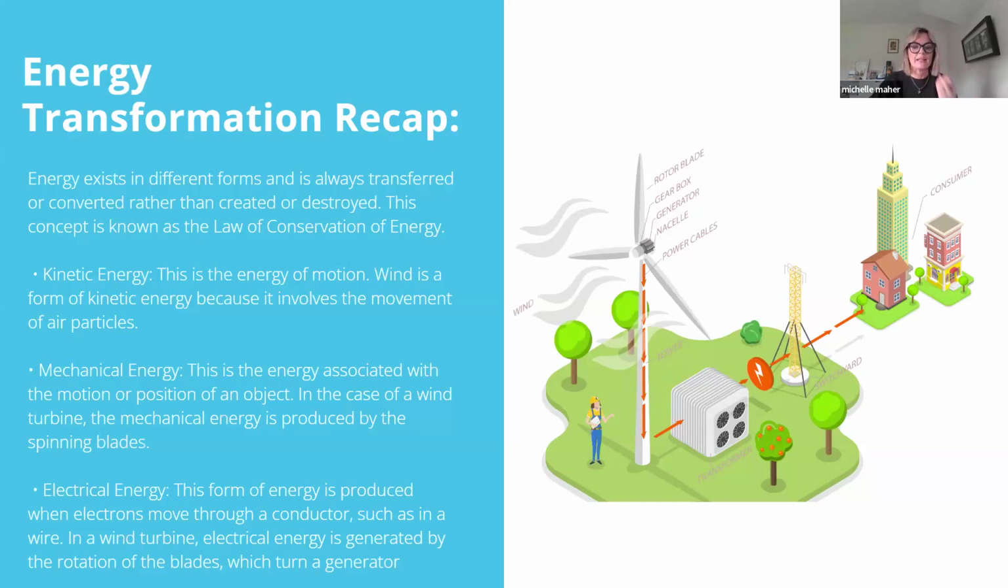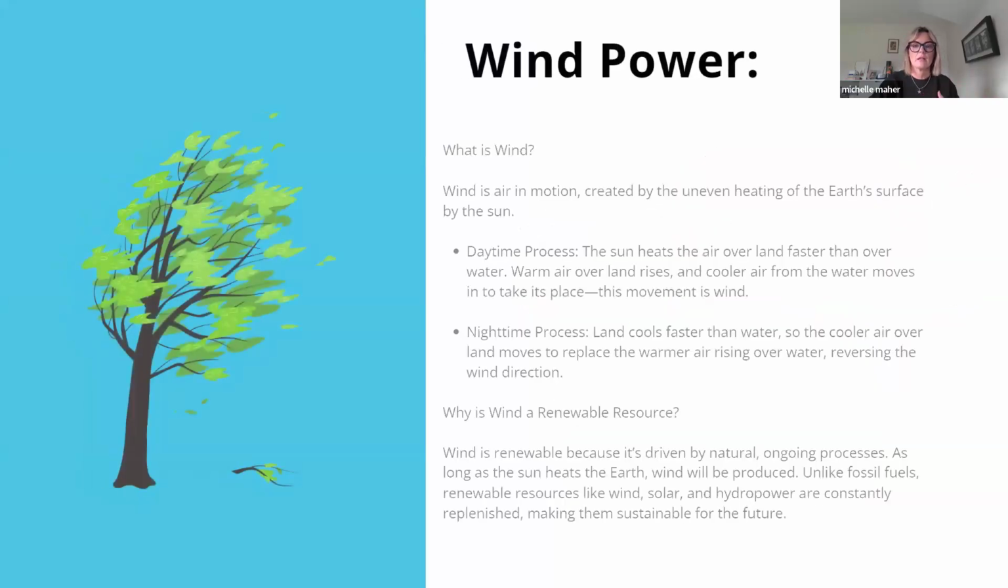Electrical energy is produced when electrons move through a conductor, such as through a wire. So we really looked at electric energy, and what we're moving towards now is where can we get green electrons that are renewable, or not going to cause pollution by producing them. So that's just the recap.